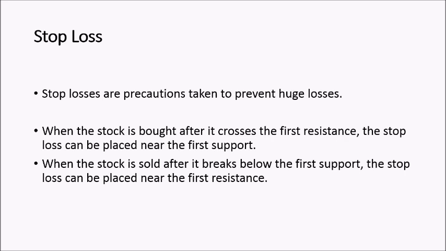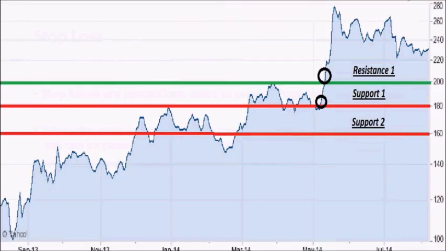When the stock is bought after it crosses the first resistance, the stop loss can be placed near the first support. When the stock is sold after it breaks below the first support, the stop loss can be placed near the first resistance. Here is an example. In this stock chart of BHEL, the first resistance is at 200. After the stock breaks the resistance of 200, one can buy the stock with the stop loss placed near the first support, which is at 180.